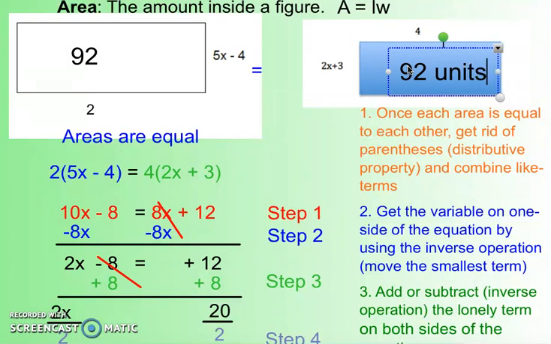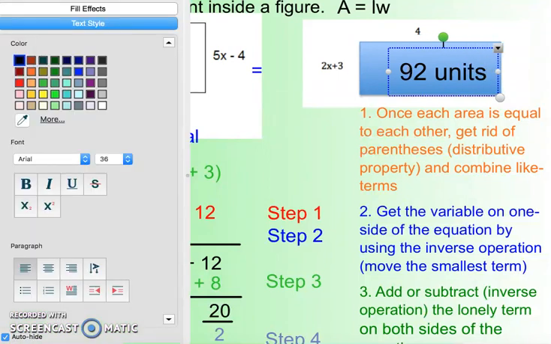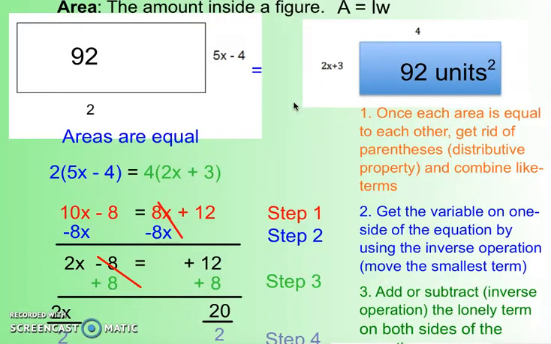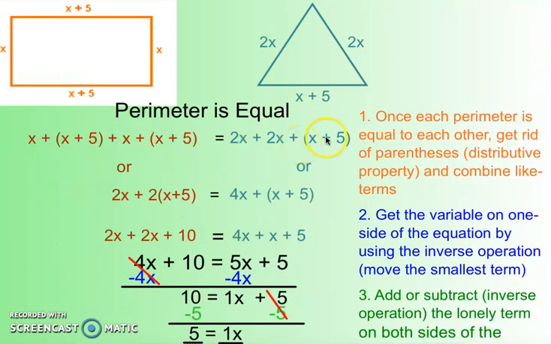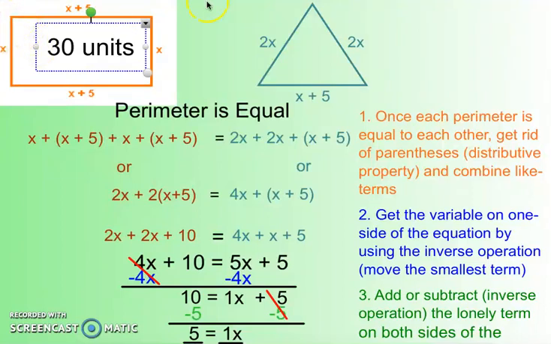And when I am labeling area, I always put a squared, unit squared. And that's how I label it. If we go back to our perimeter problem, we always label it as just units. Okay, and this is kind of a reminder from last year.